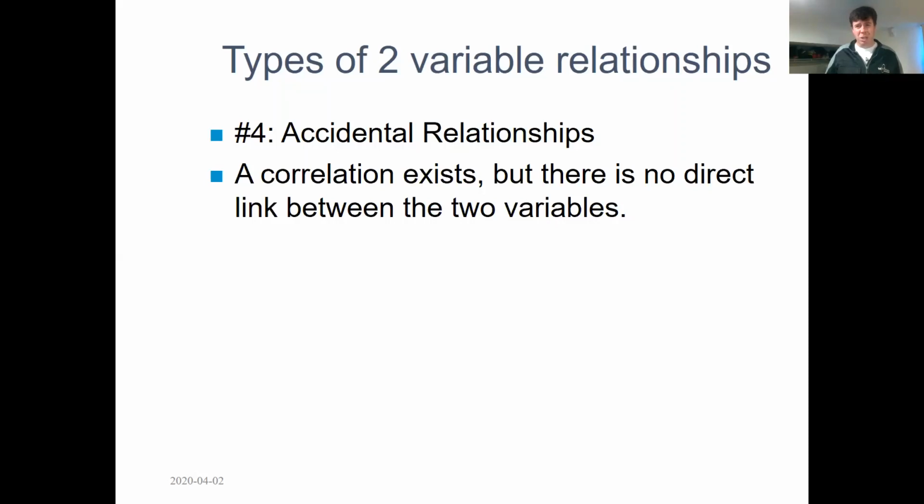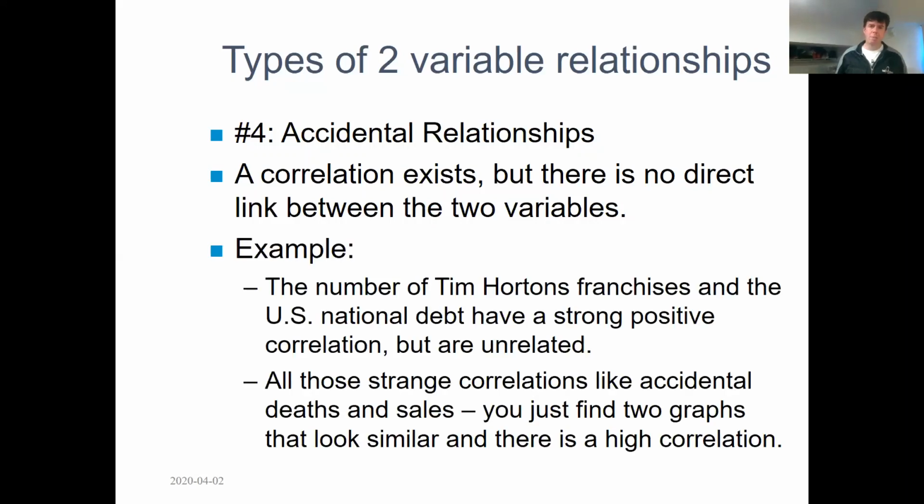So how's it done? All you have to do is find two graphs that change at relatively the same rate. It can be linear or it could be a curve. Find two graphs that look the same, go and plot them against each other, and you're going to get a moderate to strong correlation. But there's absolutely no link between the variables.